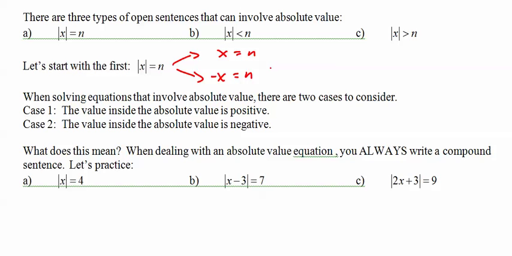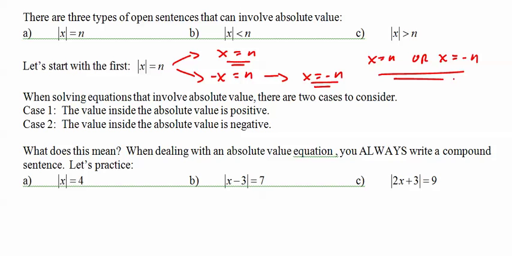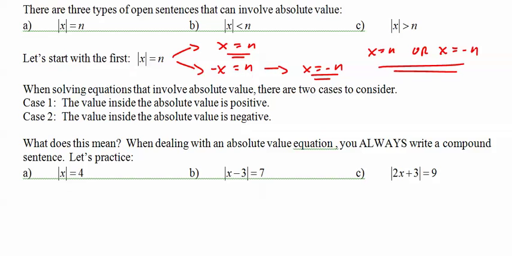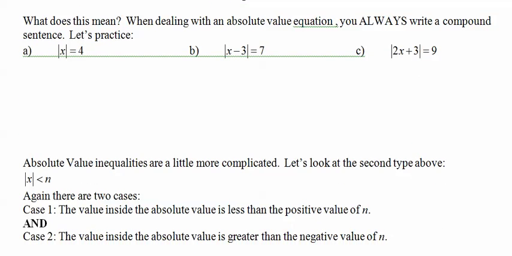I told you it's complicated. So this is your second answer, x equals -n. This is your first answer. So you get x equals n or x equals -n. So you always get a compound sentence. I've gotten this down to second nature, where absolute value of x equals 4 gives x equals 4 or x equals -4. That's it. I mean, just blast it out.